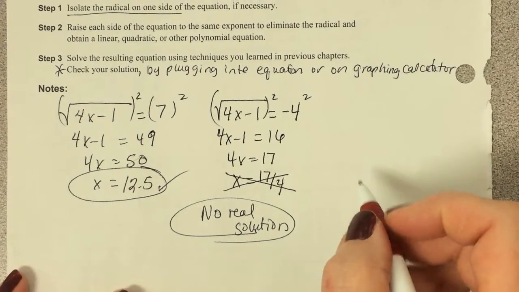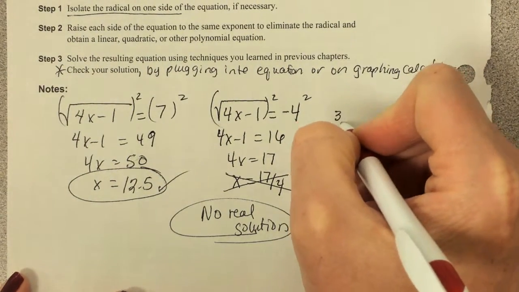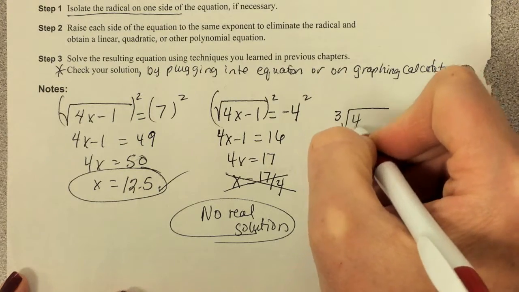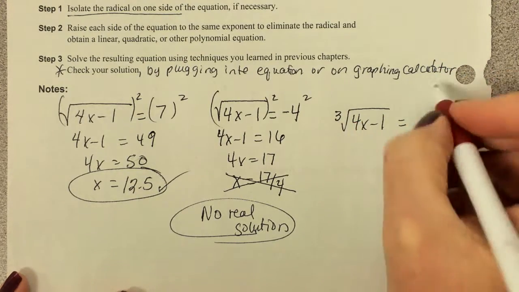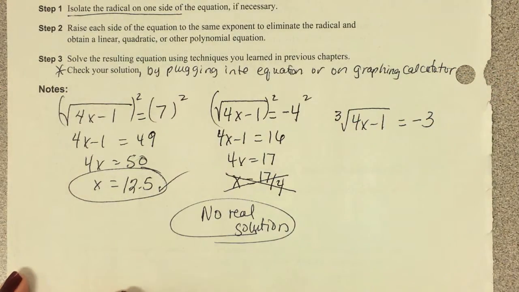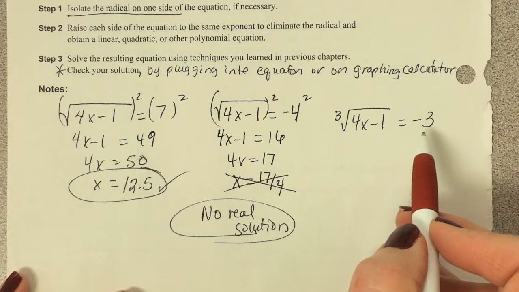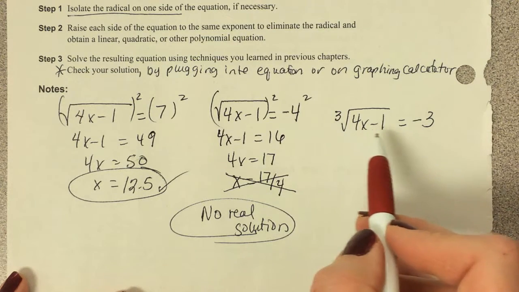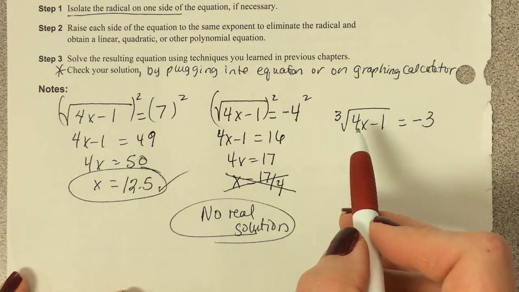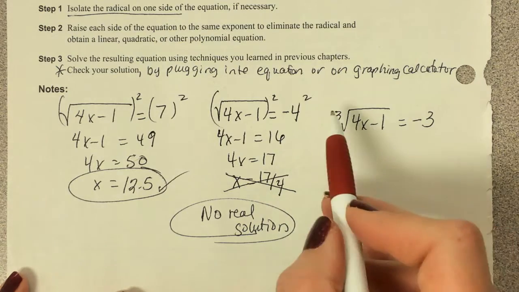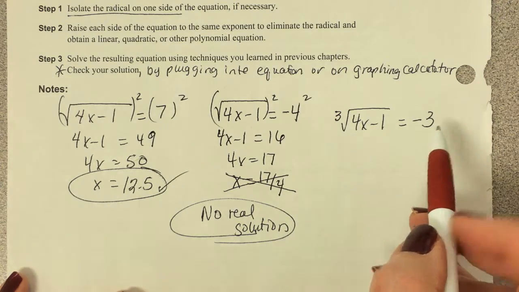Okay? What about a cube root? Suppose we have the cube root of, say, 4x minus 1 equals negative 3. Well, this is okay, because a cube root can have a negative answer. The cube root of negative 8 is negative 2. The cube root of negative 27 is negative 3. Cube root of negative 1,000 is negative 10.